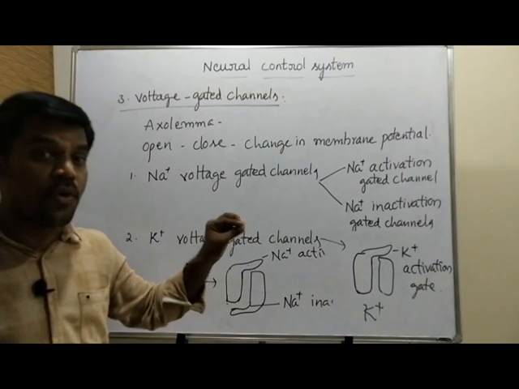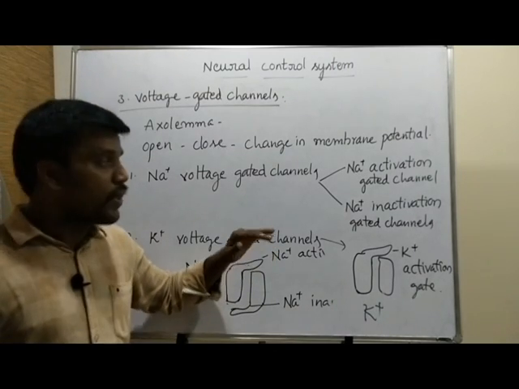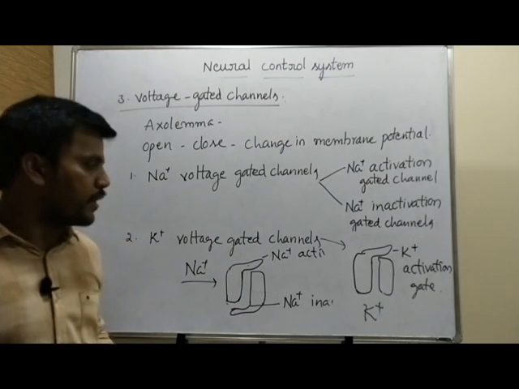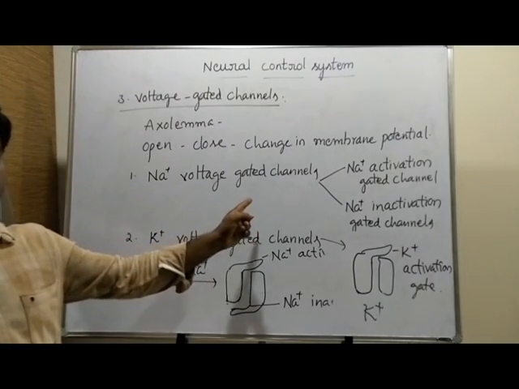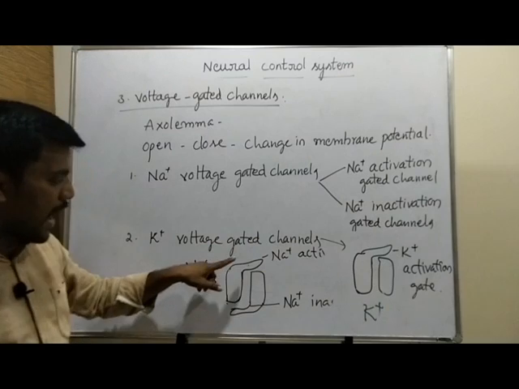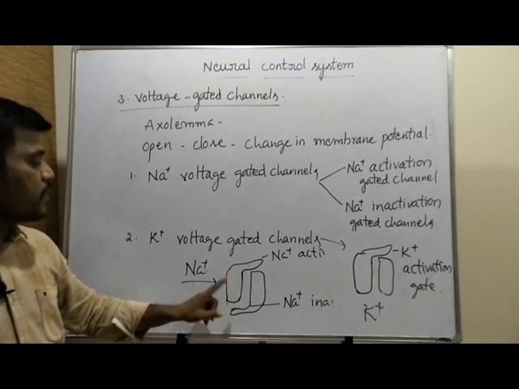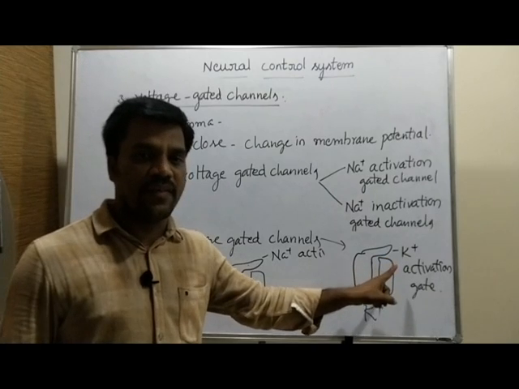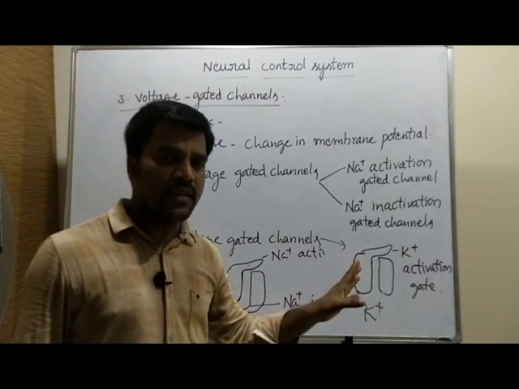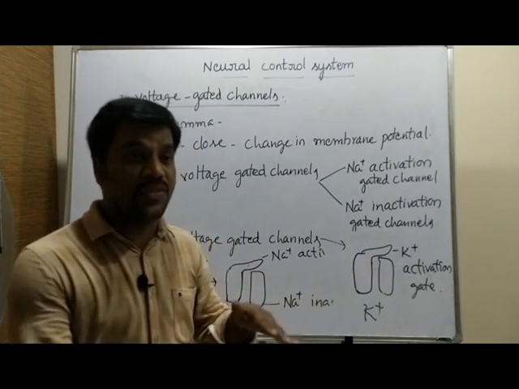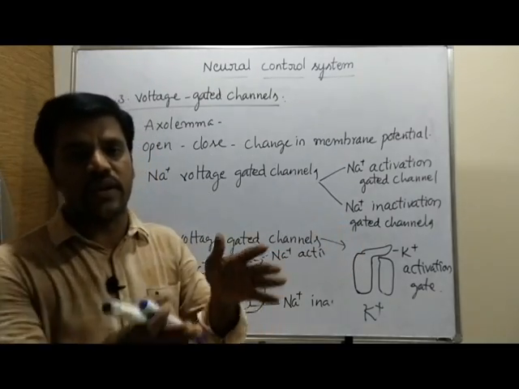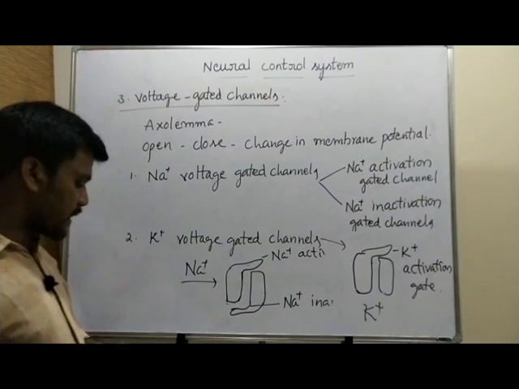They play an important role in the exchange of sodium and potassium in the axolemma membrane. The sodium voltage gated channel is classified into two types: the sodium activated gate and the inactivated gate. The potassium voltage gated channel has only one type, the potassium activated gate. These two play a major role in the exchange of sodium and potassium between the extracellular fluid and the intracellular fluid.